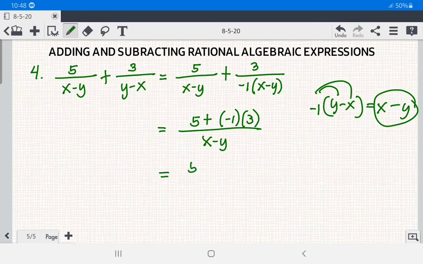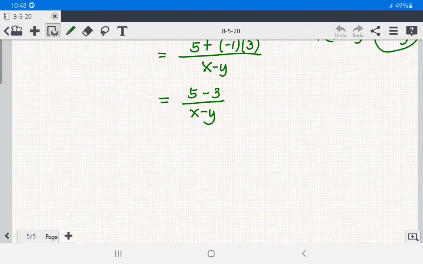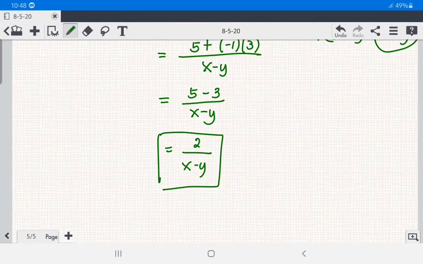Times 3. Okay? So we have negative 1 times 3. So, copy 5. Then negative 1 times 3, we have negative 3, over x minus y rather. So, 5 minus 3, that is 2. Then over x minus y. Okay, so this is the answer.